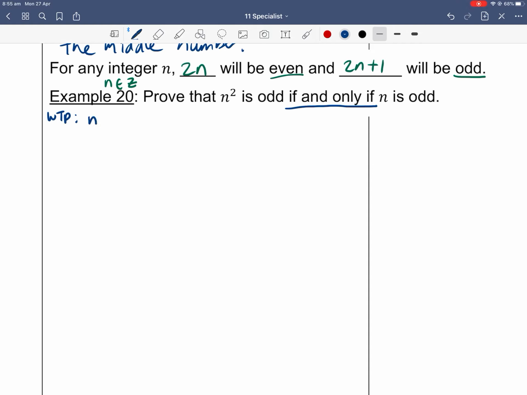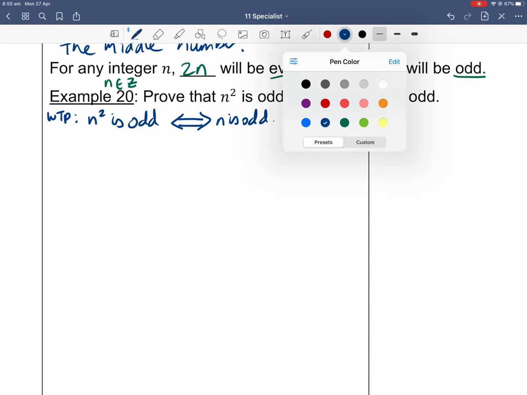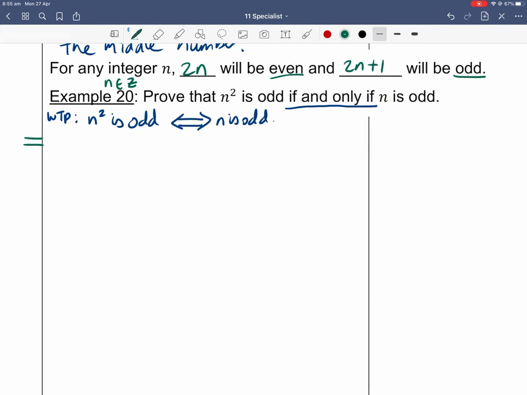So we've got two ways here. We want to prove n squared is odd if and only if n is odd. Remember, if and only if is a double arrow. So a double arrow means we need to show that if n squared is odd, then n is odd. And we also need to show that if n is odd, then going the other way, n squared is odd. So there's two statements we need to prove. I'm going to look at the backward statement first. So we want to show that if n is odd, then n squared is odd first, because that's just easier.